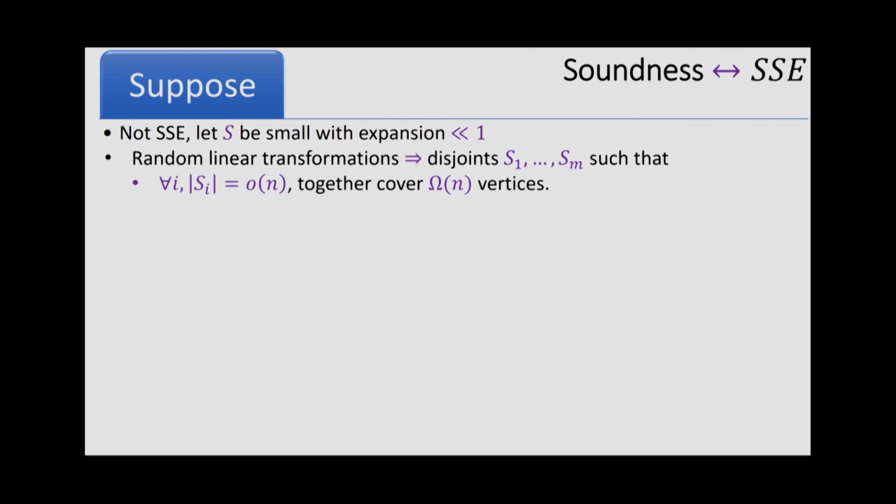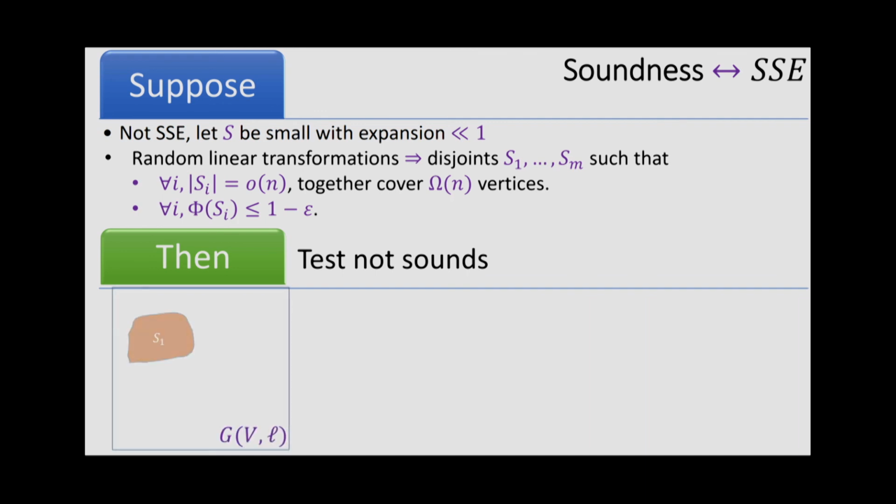So first of all, each one of them is small individually, but together they cover a constant fraction of the vertices. Secondly, the expansion of each one of them individually is at most 1 minus epsilon for some constant epsilon. And given these sets S1 to Sm, we can actually construct an example where the test fails.